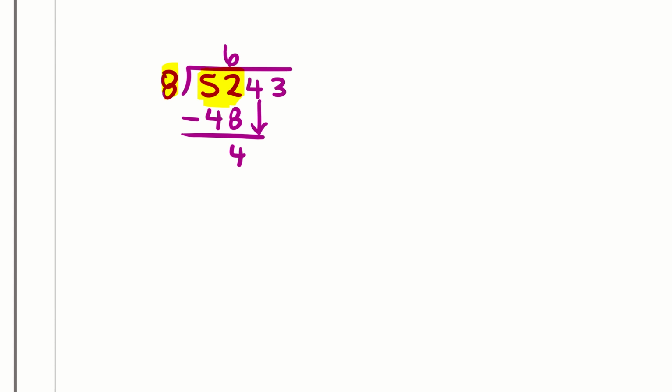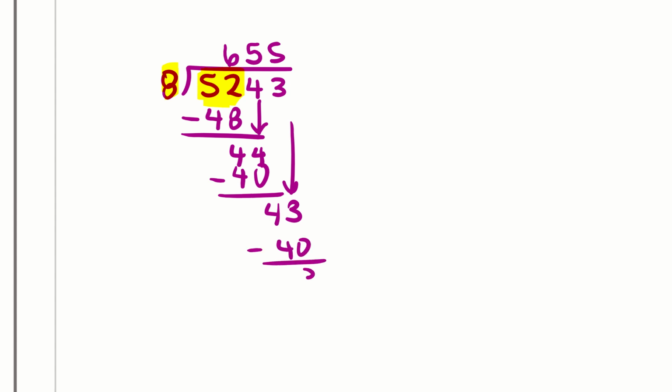So then I'll bring down the next digit. You can only bring down one digit at a time. 8 would go into 44 at most, 5 times without going over. I would multiply 8 times 5, subtract that, bring down another number. 8 goes into 43 5 times. 8 times 5 is 40. You subtract and bring down.